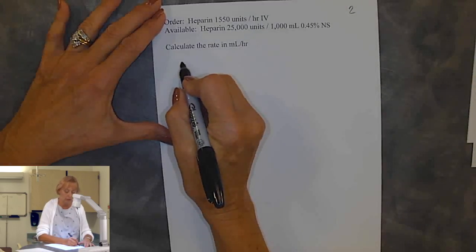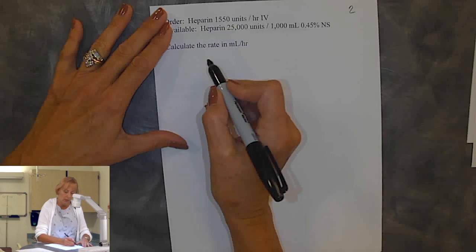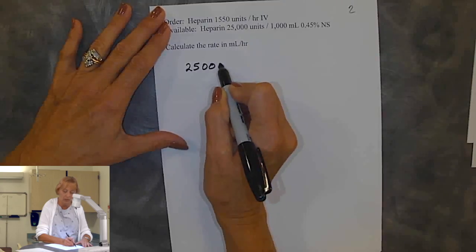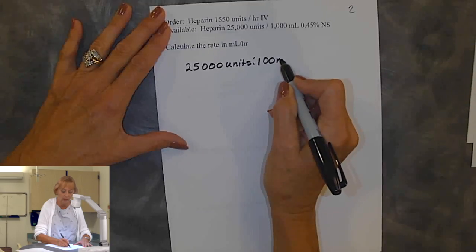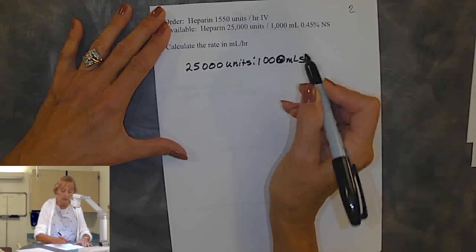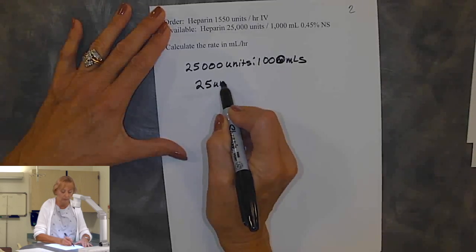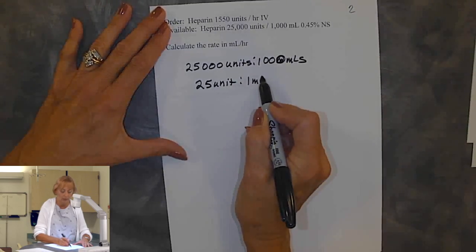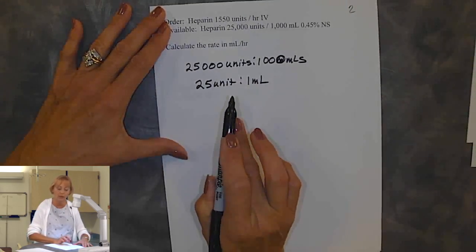The first thing that I would do is I look at my problem, and I always try to reduce my infusion bags down to the lowest common denominator, or what you can find in 1 mL. So if you have 25,000 units per 1,000 mLs, what you have, if you reduce that, is you have 25 units per 1 mL. So all you have to do is take 25,000 units and divide it by 1,000, and then you find out how much you have in 1 mL.